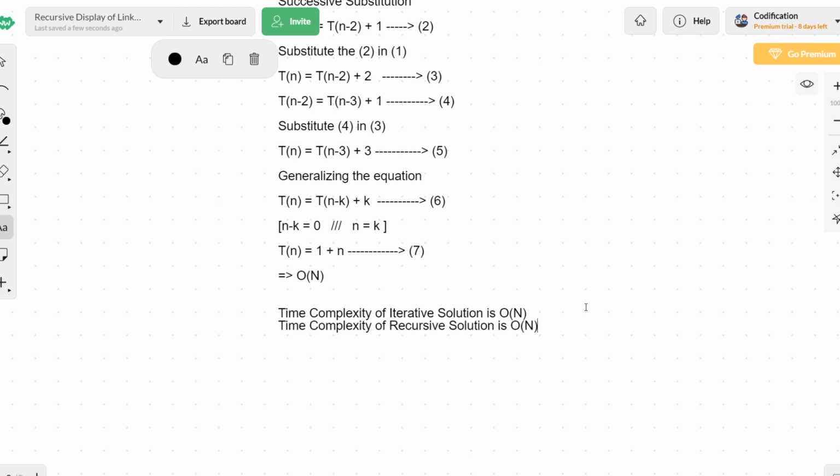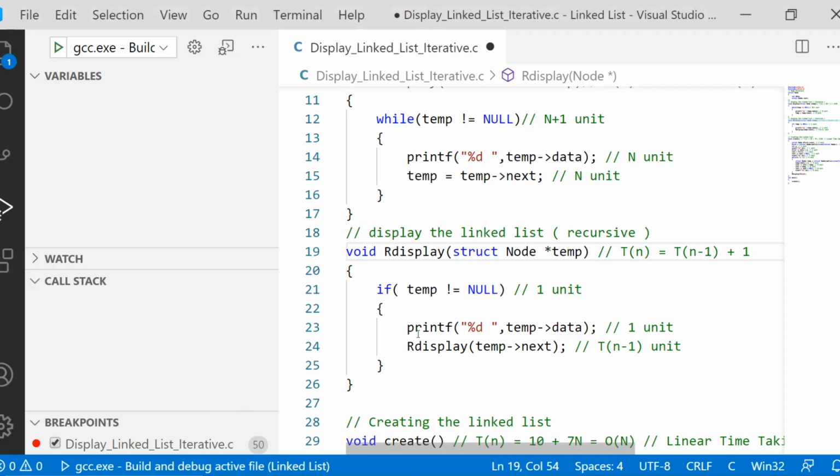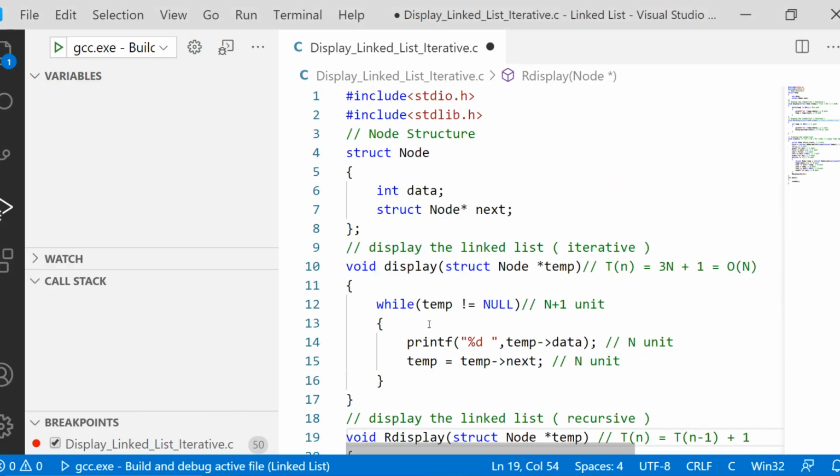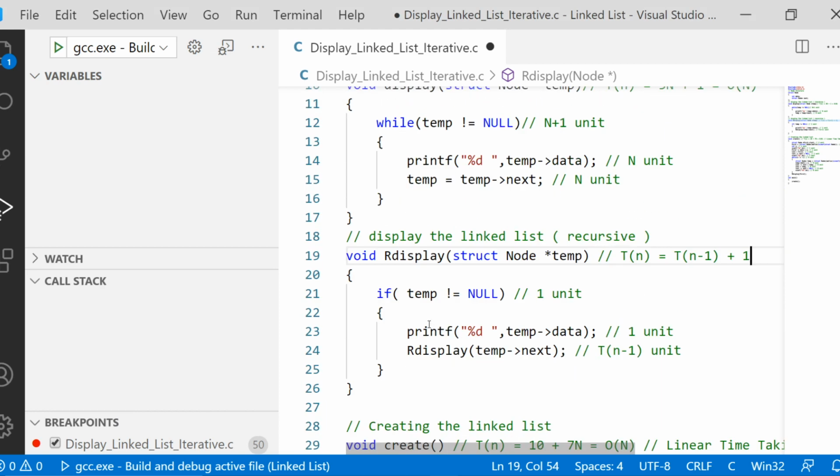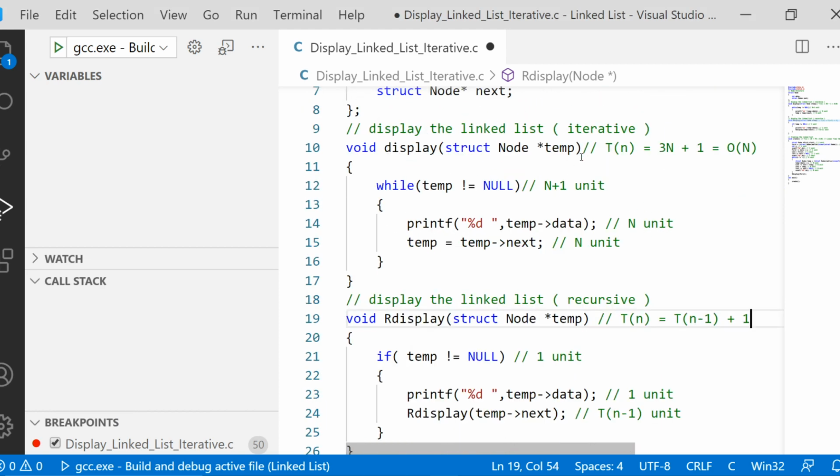Now let us differentiate the space complexity of both. Let us look at the iterative approach. What are all the variables that we have? In the iterative approach, only one pointer variable called temp. So only one unit of space. For every variable, a single block takes 1 unit of space. Here we have only one variable, which means one block, so 1 unit of space.